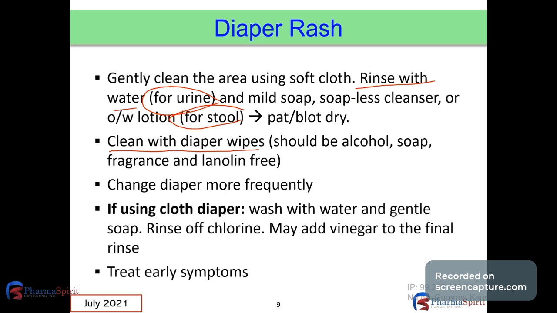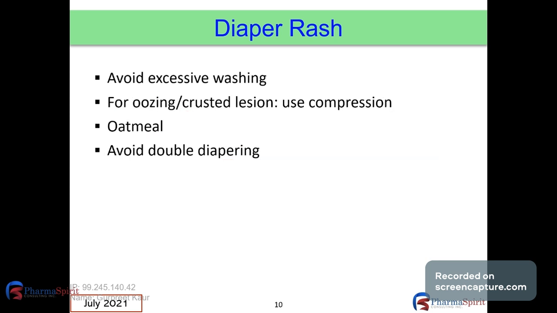And finally, we need to treat symptoms early. We don't need to wait too long before the symptoms get worse and the area starts to get infected before we treat the area. It's better to treat the area once we start to see any kind of redness. It's also important to avoid excessive washing of the area because excessive washing increases the dryness and increases the risk of infection. And that's why on the previous slide we said that diaper wipes are superior to washing.